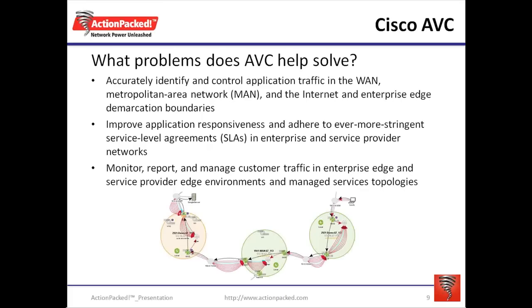So what problems does AVC solve? It accurately identifies application performance measurements throughout the MAN, WAN, enterprise, and Internet edge as well. So we can now see in real time application response measurements, and we can improve our SLA agreements against those since we have much more accurate measurements to be able to determine when problems occur. With LiveAction, of course, we monitor, report, and manage that customer traffic at the enterprise edge, and we provide that view that other tools simply can't match today.